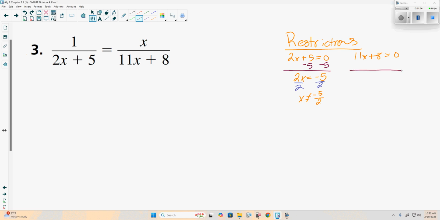We can do the same thing with our 11x plus 8. We can start off by subtracting 8, telling us that 11x is equal to negative 8. Divide both sides by 11, telling us that if x is equal to negative 8 elevenths, we'd have a division of 0, so that does not work.